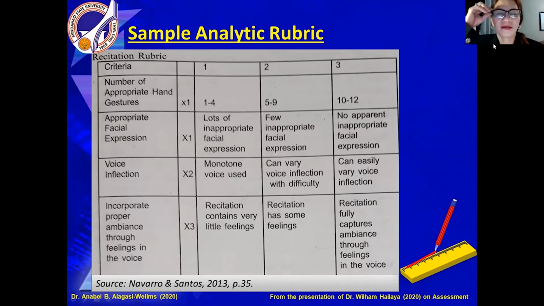Okay, so look at the rubrics. Appropriate facial expression. If there are lots of inappropriate facial expressions, you give 1. If only few, you give 2. If no apparent inappropriate facial expression, you give 3. Okay, so you have there a column with ×1, ×2. This is how frequently you observe it. Voice inflection: monotone, can vary voice inflection. So that's an example of an analytic rubric. Are you still with me?